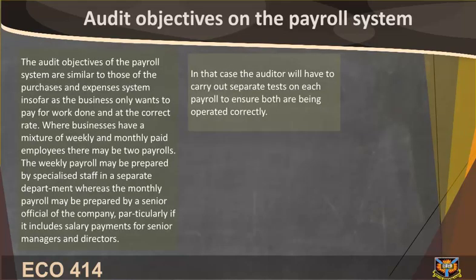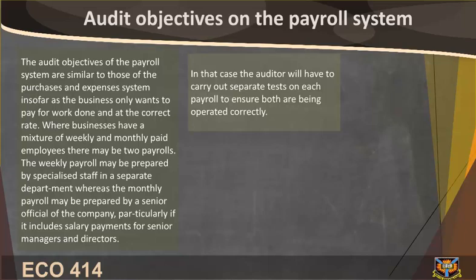Audit objectives on the payroll system. The audit objectives of the payroll system are similar to those of purchases and expenses system insofar as the business only wants to pay for work done and at the correct rate.